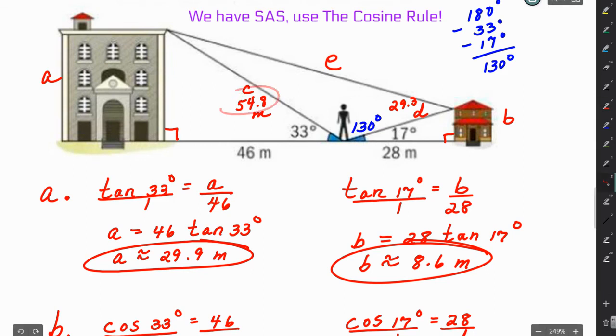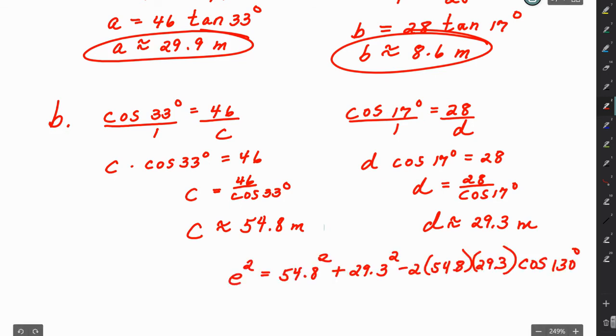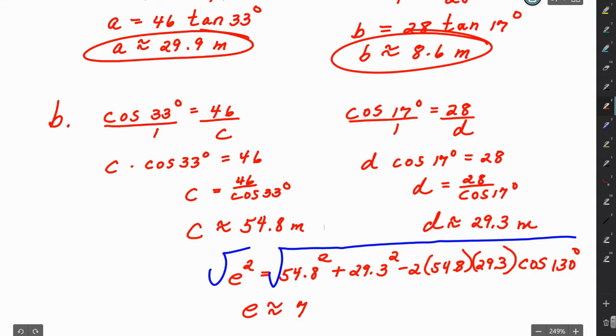So I have side, angle, side. All right, last step. Take the square root of that, both sides. Put that in the calculator. And when we solve that, we're going to get E is approximately 77 meters.